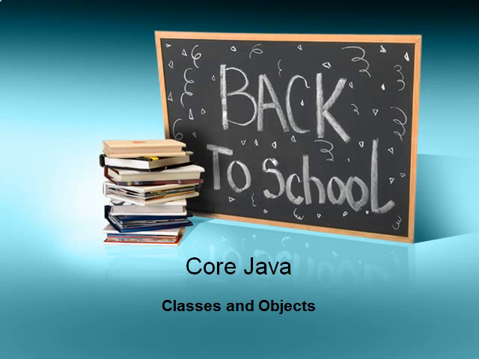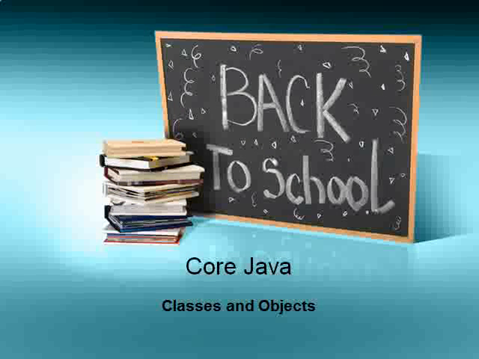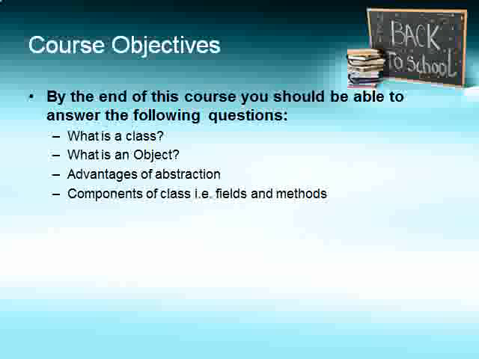The topic which we are going to discuss here is classes and objects in Java. By the end of this course, you should be able to answer the following questions. What is a class? What is an object? Advantages of abstraction, components of a class, that is fields and methods.